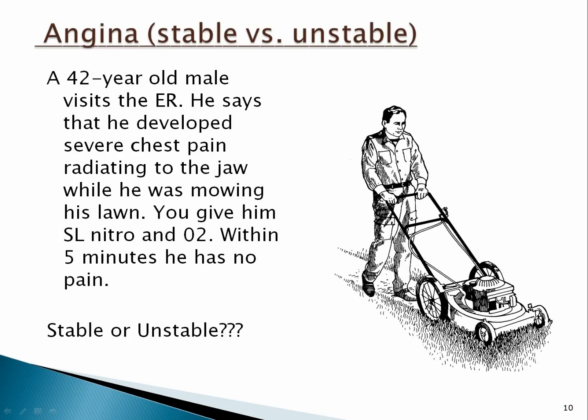This is an example of a patient with stable angina. The patient has stable plaque with no clots forming, and once the oxygen supply has been increased through the use of the nitroglycerin, the chest pain goes away. He has stable angina since the pain went away with treatment. If it were unstable, he would continue to have pain despite treatment.